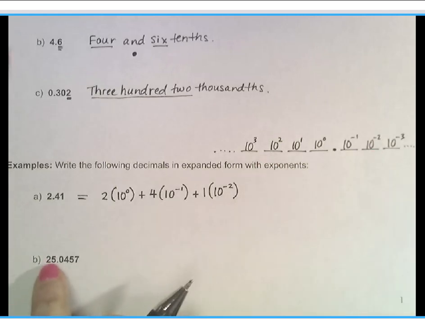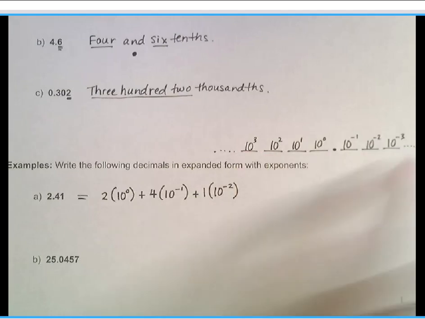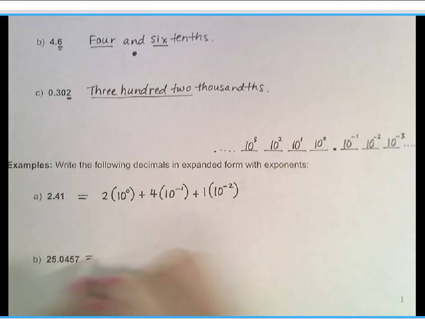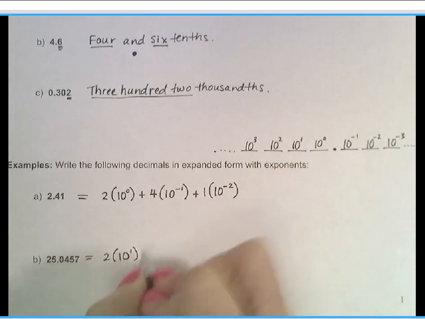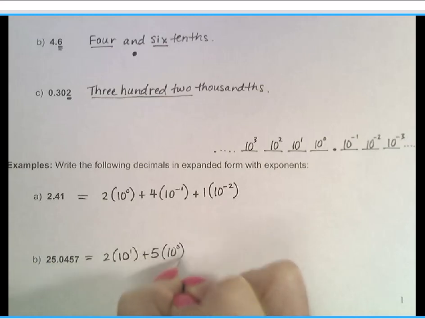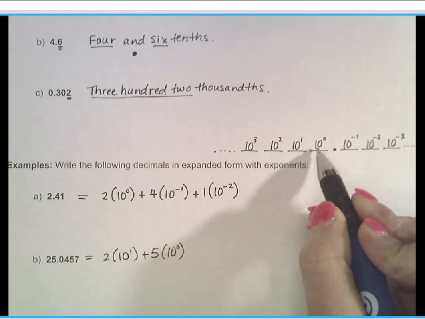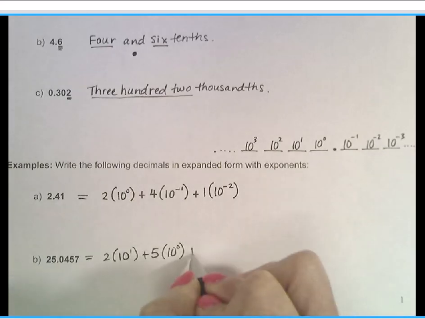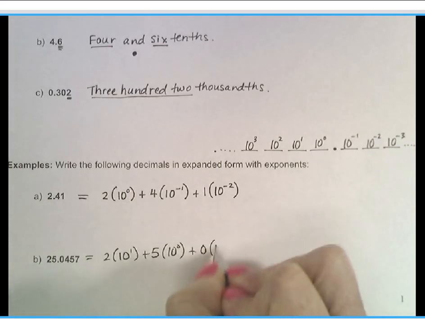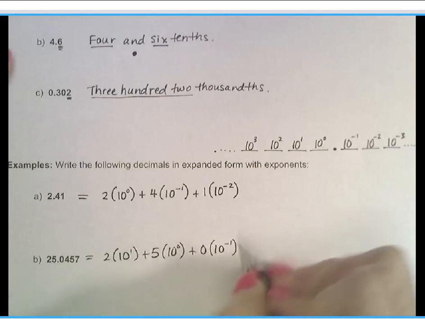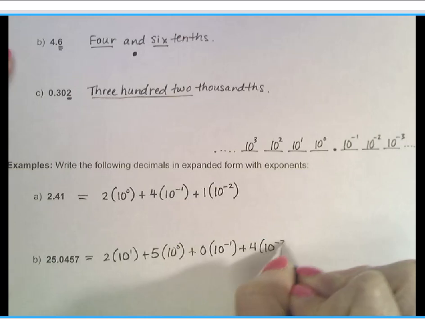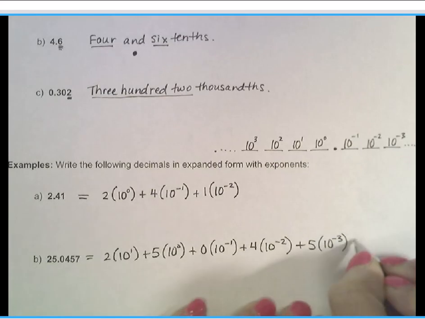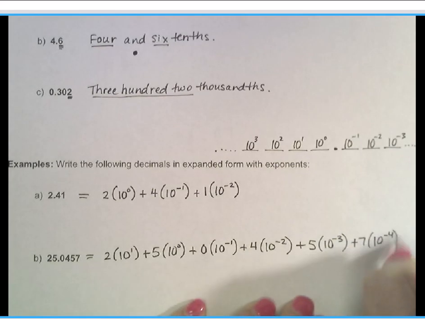The next one is 25.0457, so lots of place values. So the 25 starts here in the second place, so that's going to be 2 of these, 2 tens, 5 ones, so the 2 is in this place value, the 5 is here, and then we have a 0, 4, 5, and then a 7. I'm going to go ahead and put the 0 in here just to continue the pattern. So the first place behind the decimal is a 0, then we have a 4 in the next one, 5 in the next one, and then it ends with a 7 in the last decimal place.